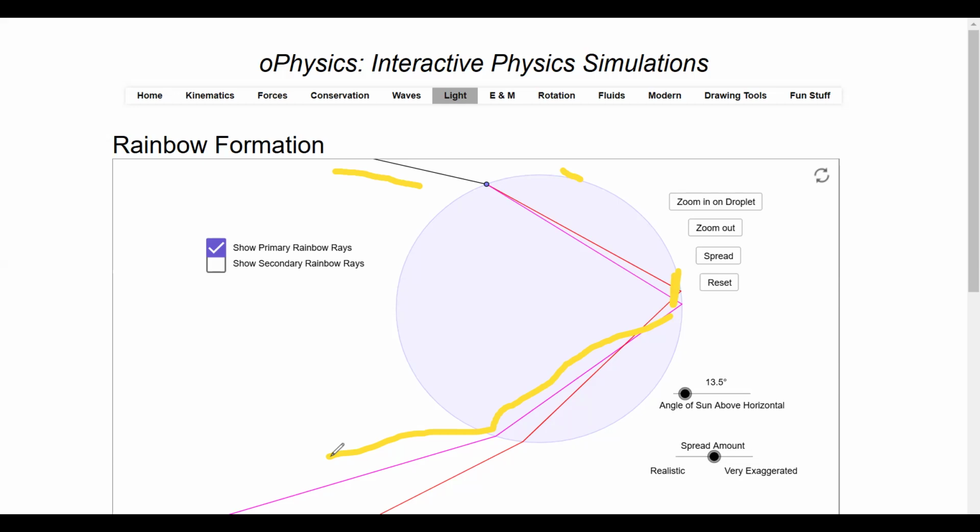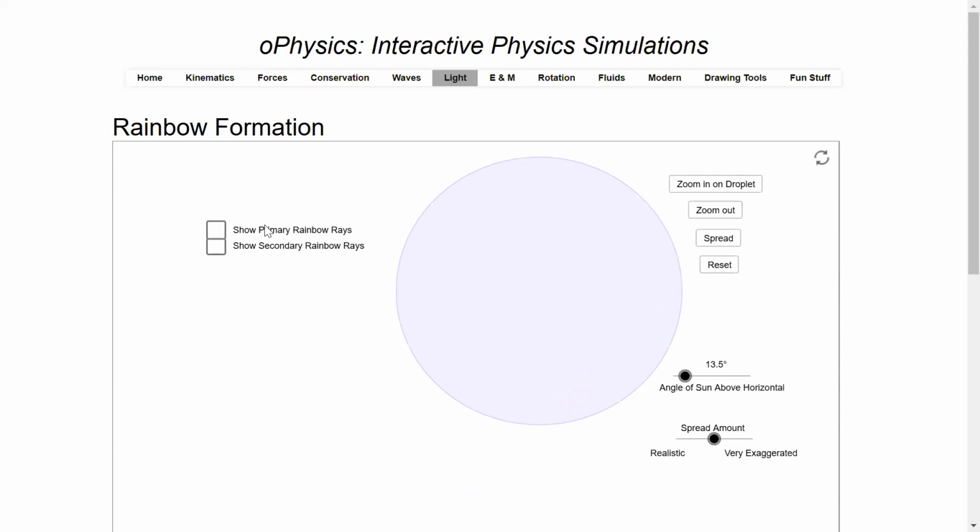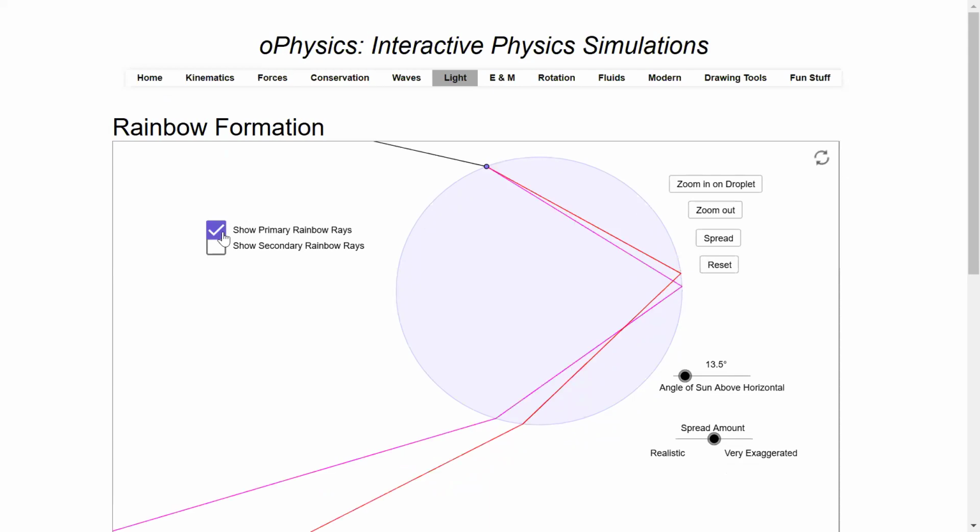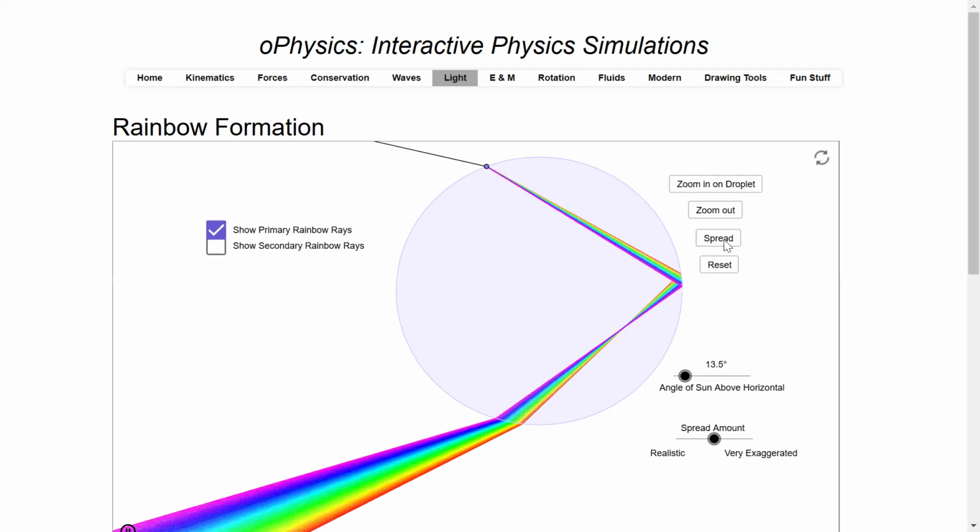Okay. In that case, it is an initial stage. So first of all, primary rainbow rays. Light rays are coming in, and inside the water droplet the light rays undergo refraction and reflection. Now you can see the rainbow formation. Yes, clear. Red to violet is there, the rainbow is there.